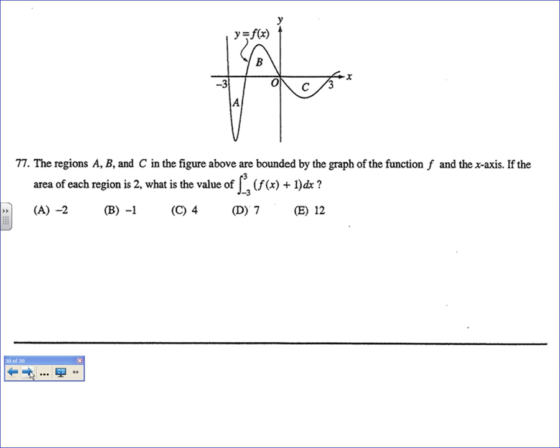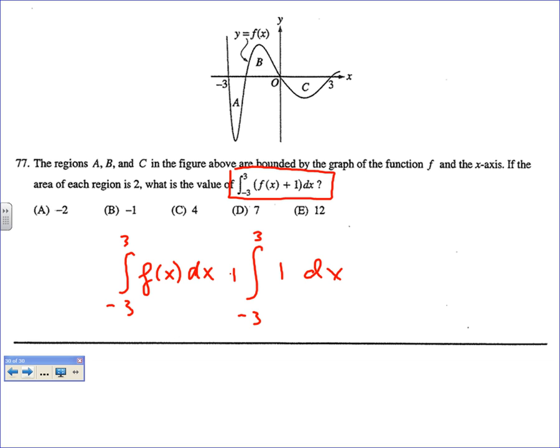And finally, for this grouping, we're asked about finding the evaluation of an integral. This one's a little tricky in that, well, first of all, the integral of this sum is equal to the sum of these two integrals, negative 3 to 3 of f of x plus negative 3 to 3 of 1. Excuse me for not writing my dx here, kind of a bad habit. So the integral of the sum is equal to the sum of the integrals.